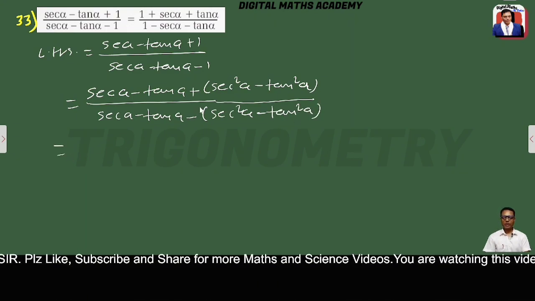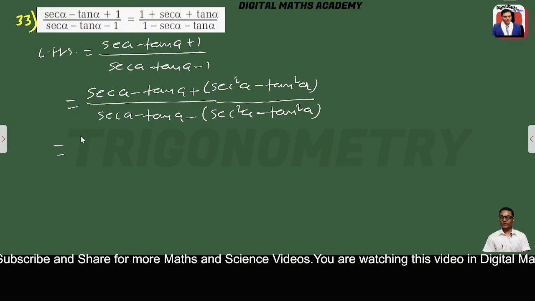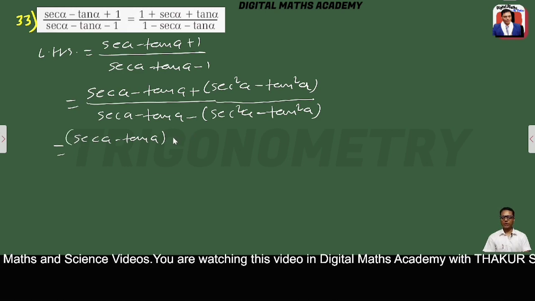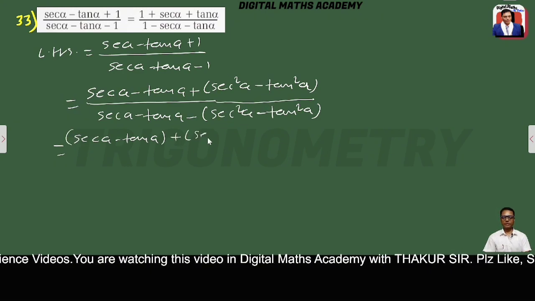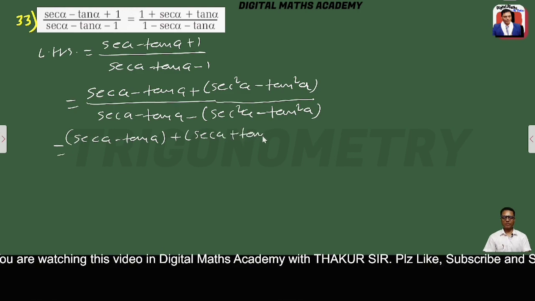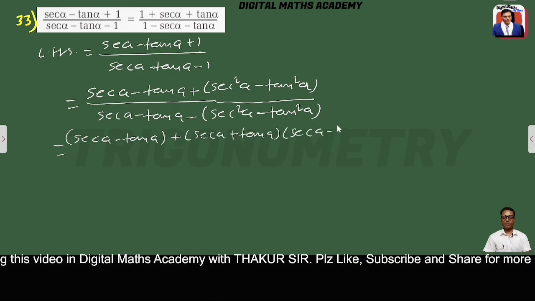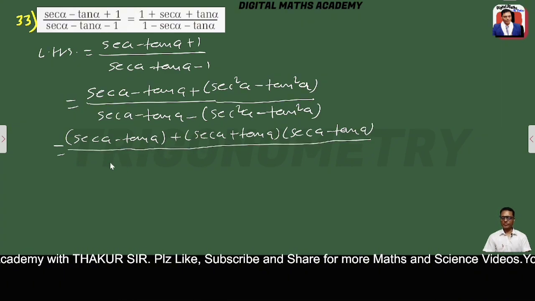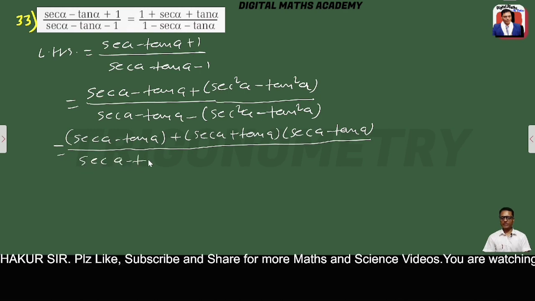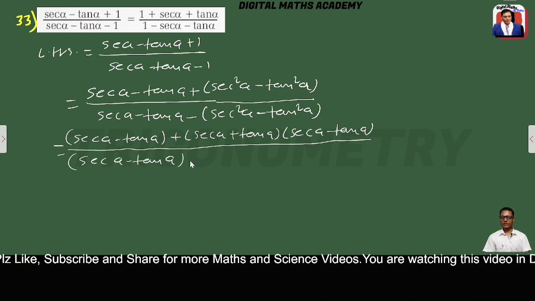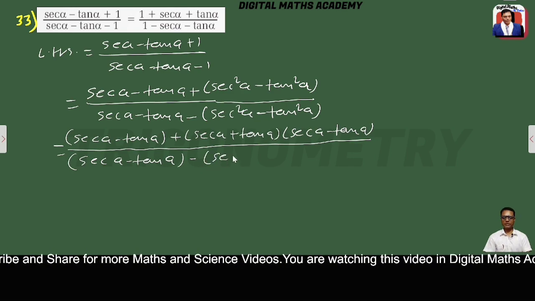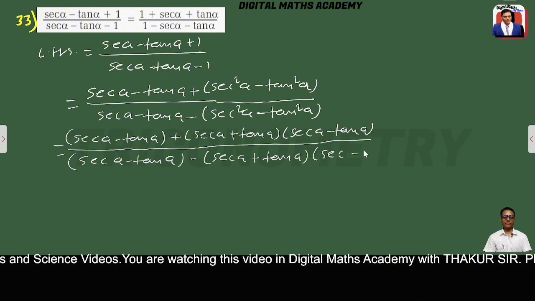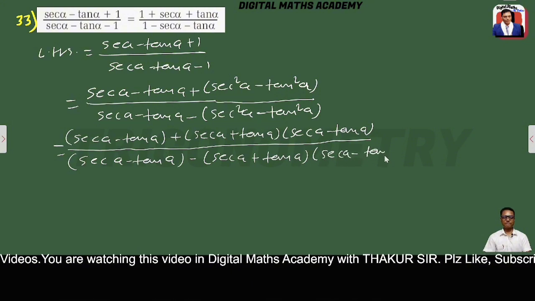So now we apply the formula a plus b minus b here. So we write here sec alpha minus tan alpha, we can write inside the bracket also, and plus a plus b minus b. So we write here sec alpha plus tan alpha and sec alpha minus tan alpha. Just formula of a square minus b square, that's equal to a plus b and a minus b. Denominator same, sec alpha minus tan alpha, and here also we apply the same formula, that is a plus b means sec alpha plus tan alpha and sec alpha minus tan alpha. Yes, we can write sec alpha minus tan alpha.